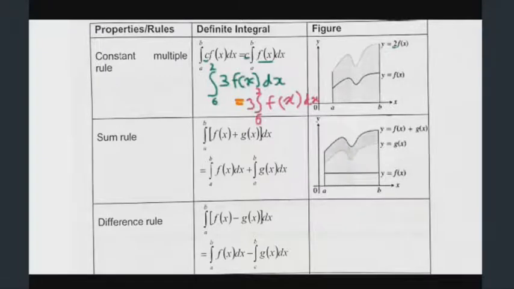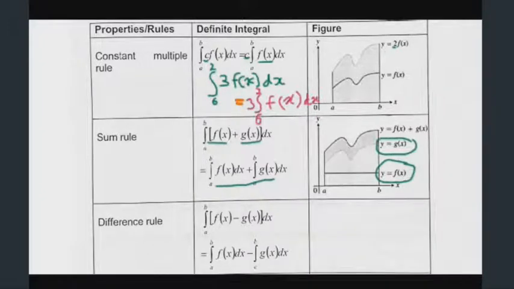Then we have the sum rule. The sum rule is an integral for the summation of two functions. We have f(x) and g(x), so this is the summation of two functions. In this graph, we have the first function and then we have another function, which is known as g(x).